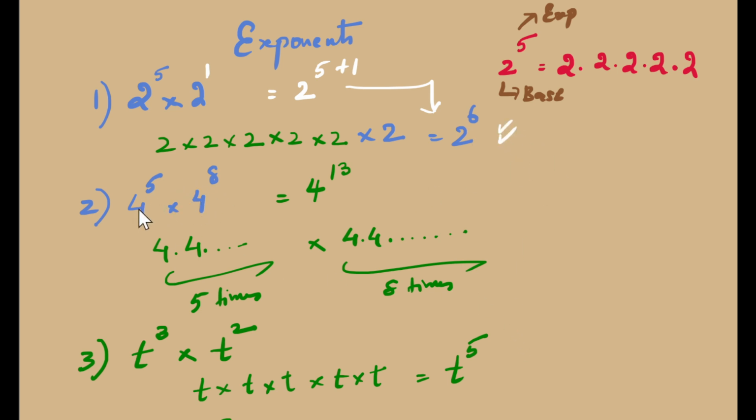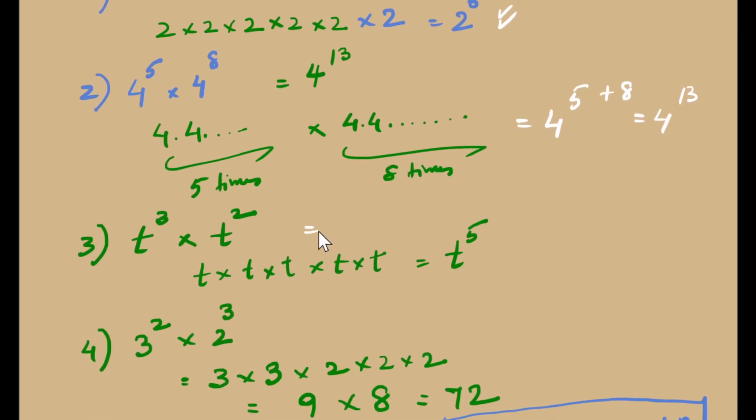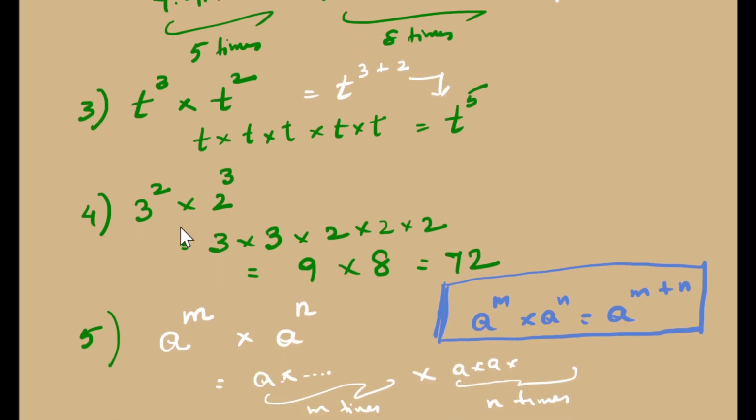And what about the second sum? 4 raised to the power 5 into 4 raised to the power 8 is 4 raised to the power 13. If I verify the rule, I can write it as 4 raised to the power 5 plus 8, which is also equal to 4 raised to the power 13. So the product rule is satisfied. In this case also, it is t raised to the power 3 plus 2, which is equal to t raised to the power 5. And in the fourth problem, since the bases are not the same, our product rule could not be applied. So the bases have to be the same for this rule to be applied.